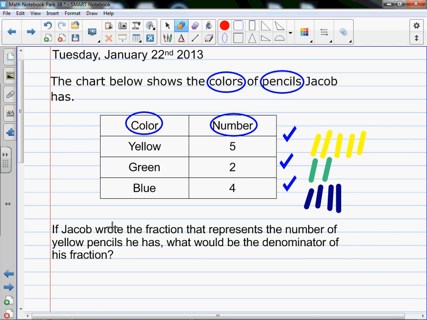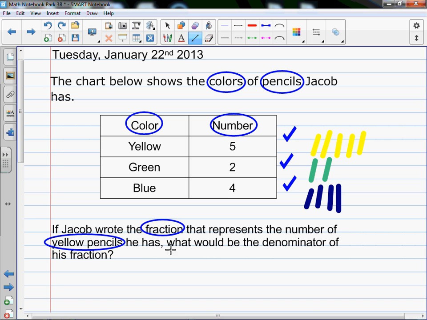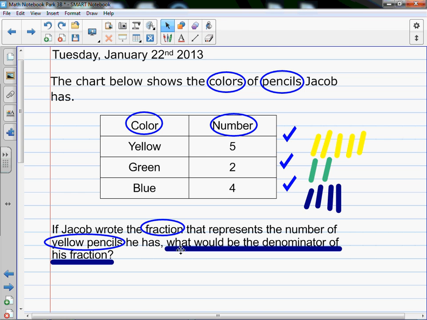Here it says if Jacob wrote the fraction, so we're going to need a fraction. We're going to need the fraction that represents the number of yellow pencils. And then, of course, you underline the question, and the question says what would be the denominator of his fraction. So what would be the denominator of his fraction?